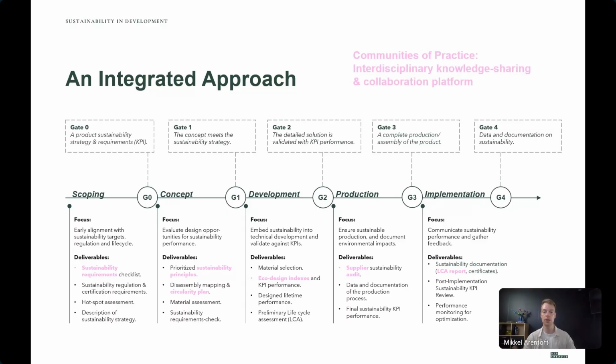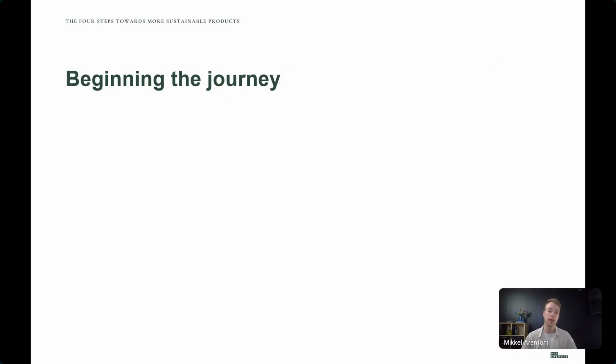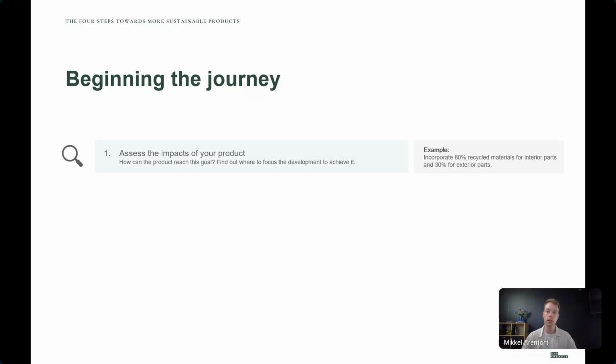Sustainability is a multidisciplinary approach that requires a collaborative effort across departments during development and knowledge sharing for best practices. When beginning a journey, your first step could be to assess one of your current products and get to know where your major impacts are.